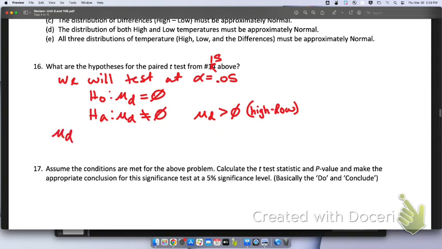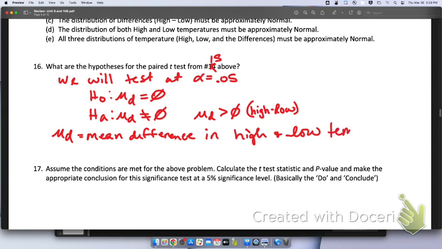So the mean difference, whenever we do the significance test, I'll show you how that would change your p-value. It's pretty easy. This would be your mean difference in high and low temperature. All right, and then we're going to go ahead and assume the conditions are met just because we don't need to do all those conditions. And we're going to calculate the t-test statistic and the p-value and make the appropriate conclusion at a 5% significance level.